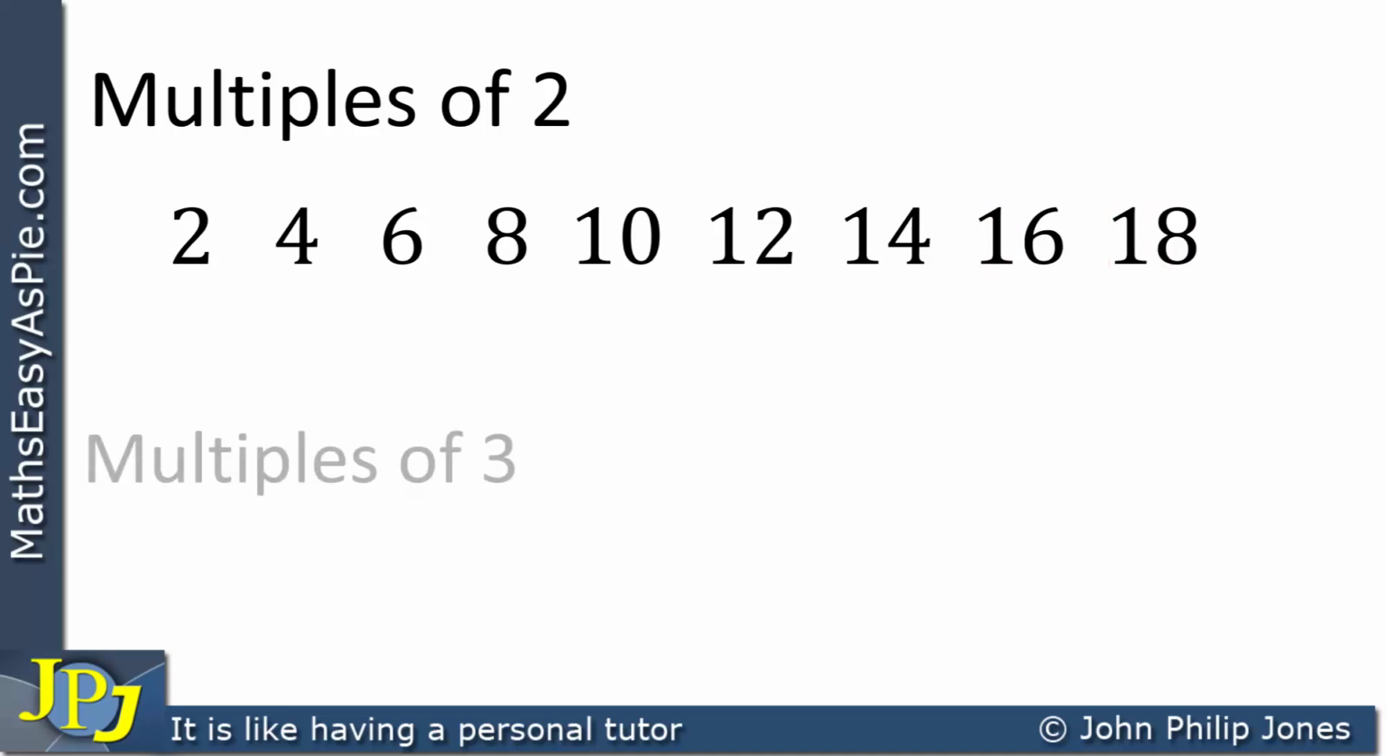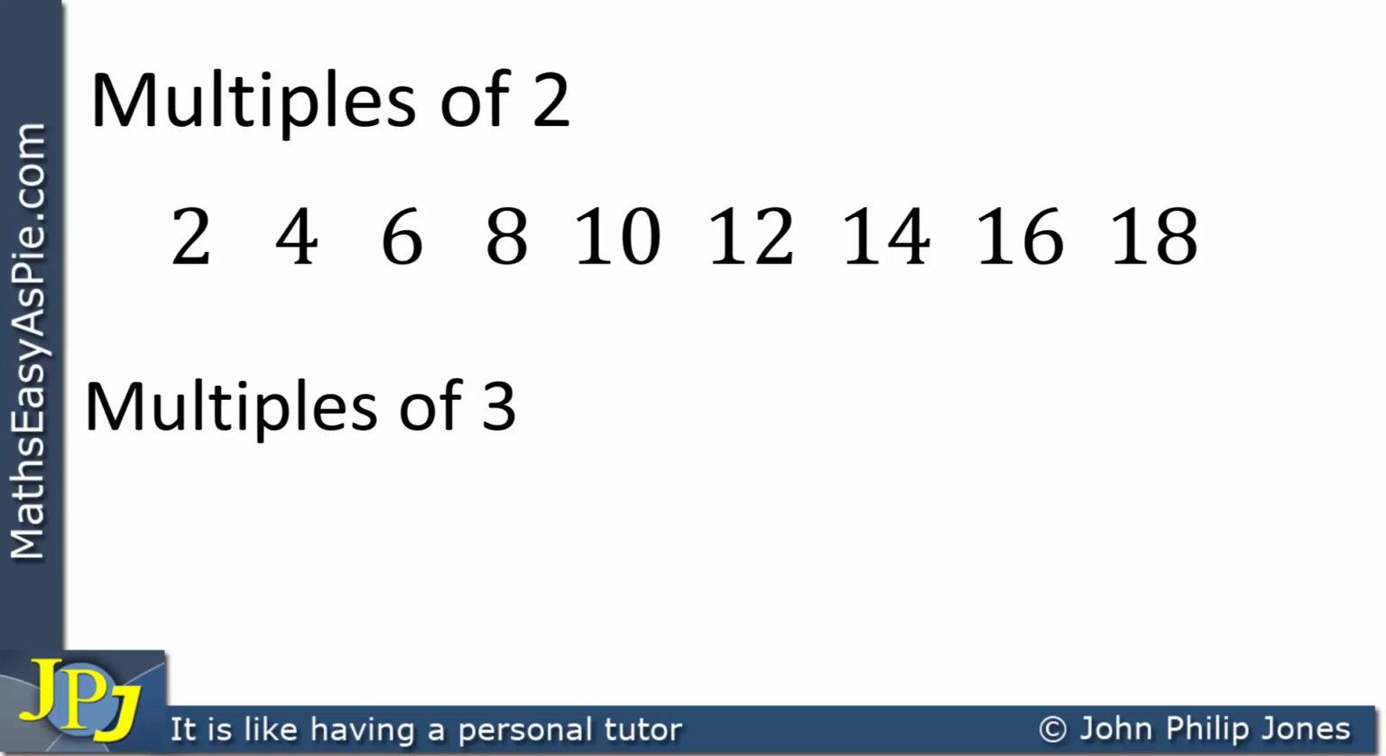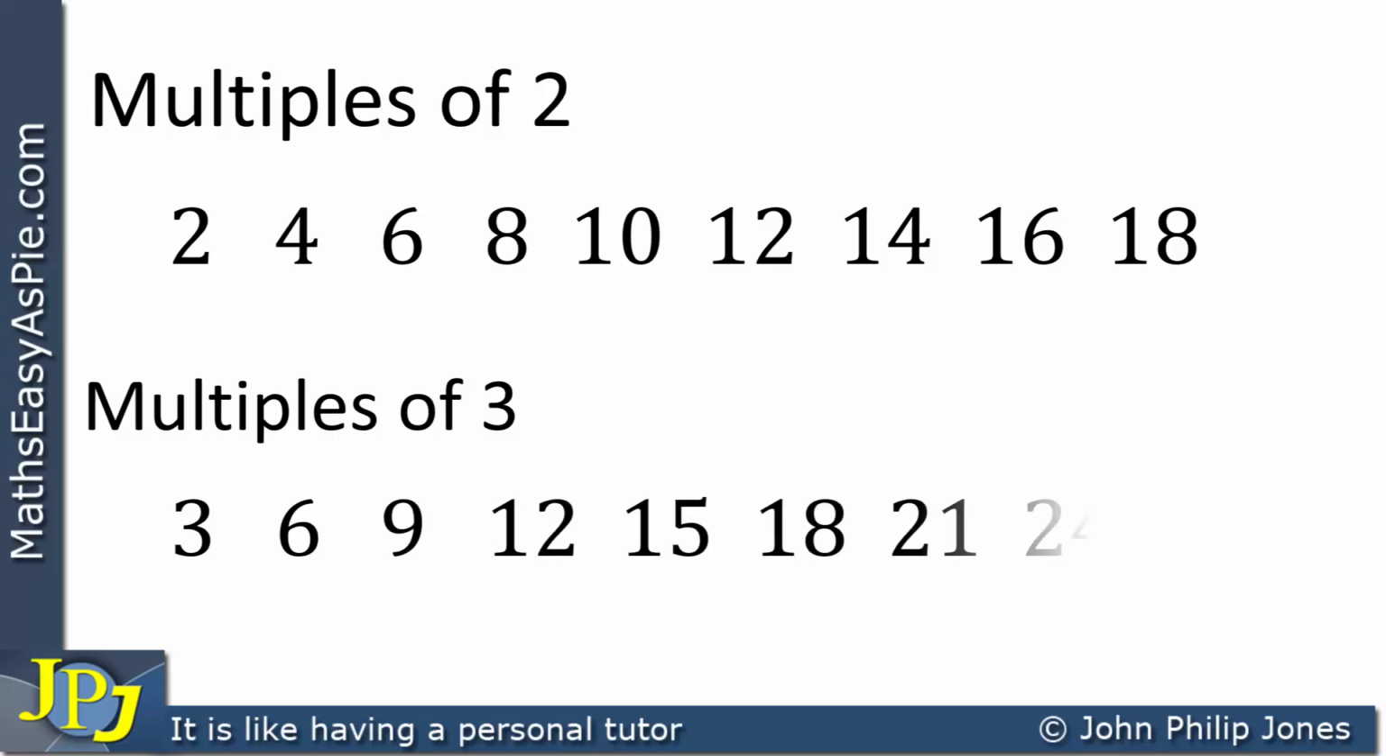If we consider multiples of 3, then it's a 3 times tables essentially. So you start off with 3, you jump up to 6, 9, 12, 15, 18, 21, 24, 27. And you can see from 3 to 6, it's a jump of 3. From 6 to 9, it's a jump of 3. And you can observe that that happens. I'll look at the last one. 24 to 27 is a jump of 3.